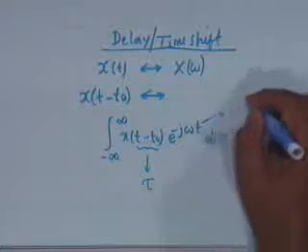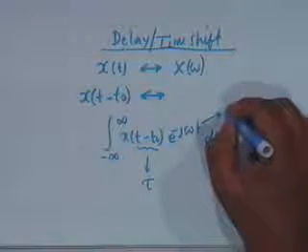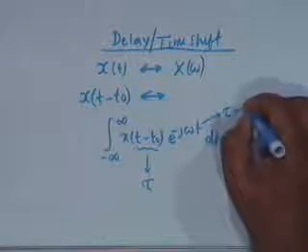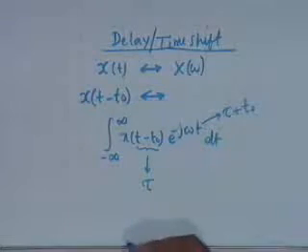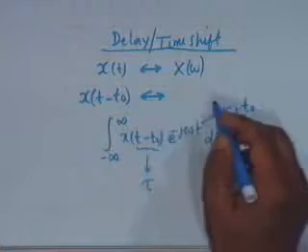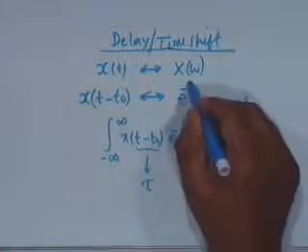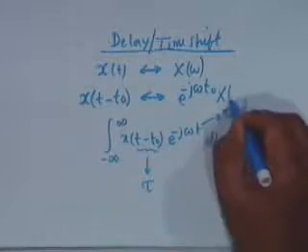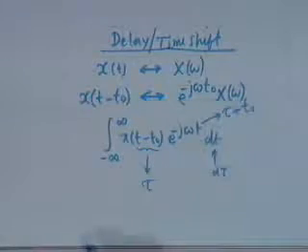Then t becomes tau plus t0, dt becomes d tau, and you can easily see that this would be simply e to the minus j omega t0 capital X of omega.